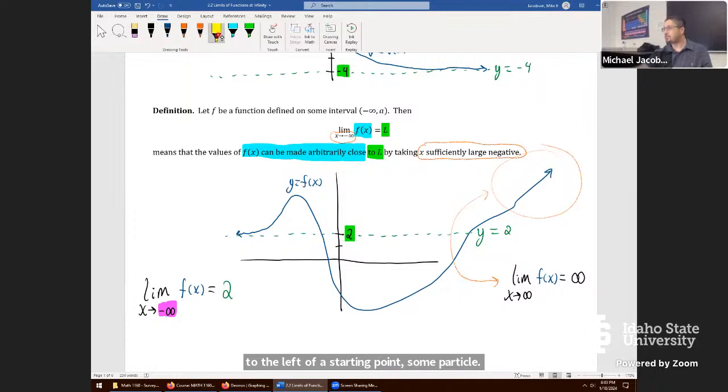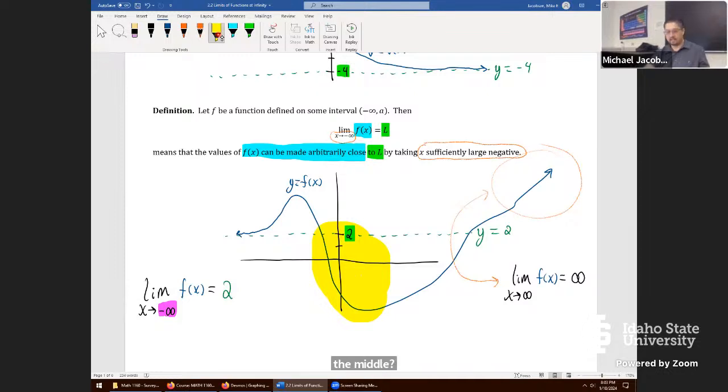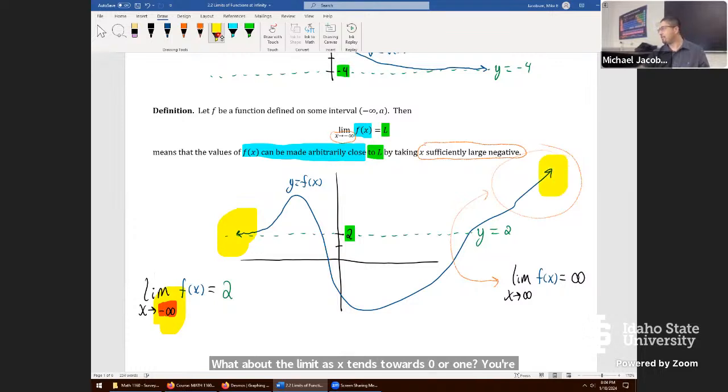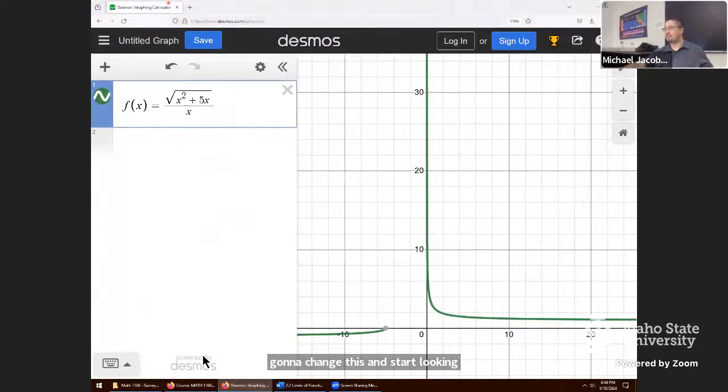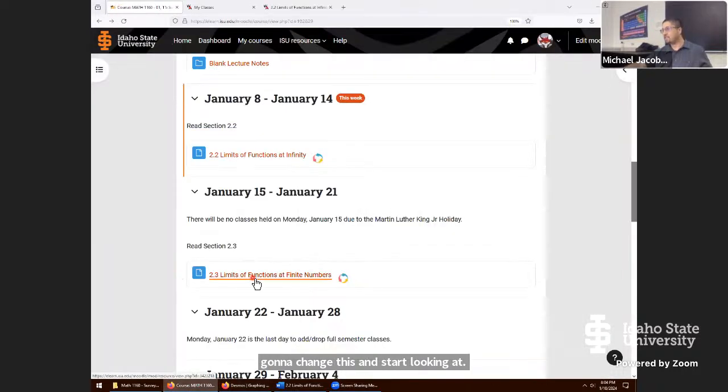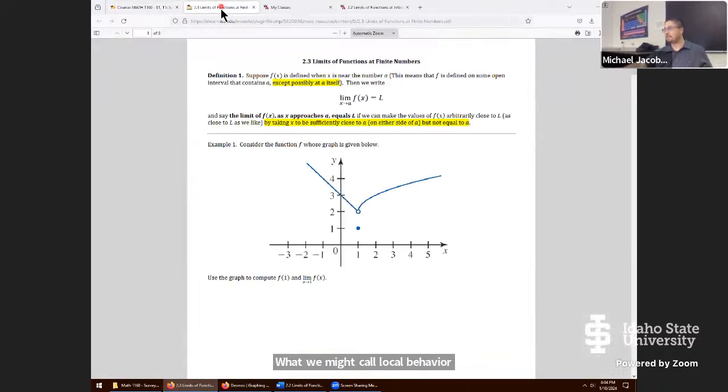But the limits we never actually took were, what about the limits in the middle? What about the limit as x tends towards 0 or 1? We were only going towards the far left, negative infinity, or the far right, positive infinity for x. So now we're going to change this and start looking at what we might call local behavior. So that's the 2.3 notes.